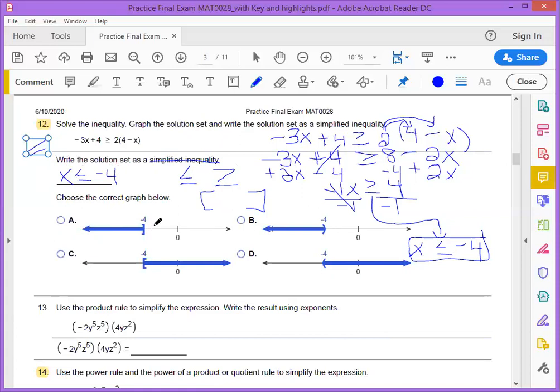So we're looking for a graph that has brackets and not parentheses. So we know it has to be between A and C. But which direction is our arrow pointing? See how our arrow is pointing to the left. So it would be letter A because we're shading everything to the left.